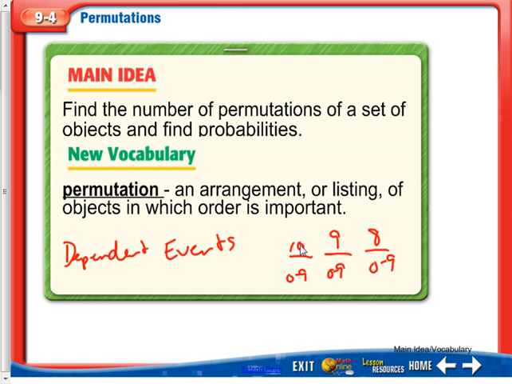So the first number we'd have 10 choices, then 9 choices, then 8 choices. We represent that using 10 times 9 times 8. And the probability of choosing that combination would be 1 out of 10, 1 out of 9, and then 1 out of 8. We multiply those together to get your probability. This is where we say order is important.